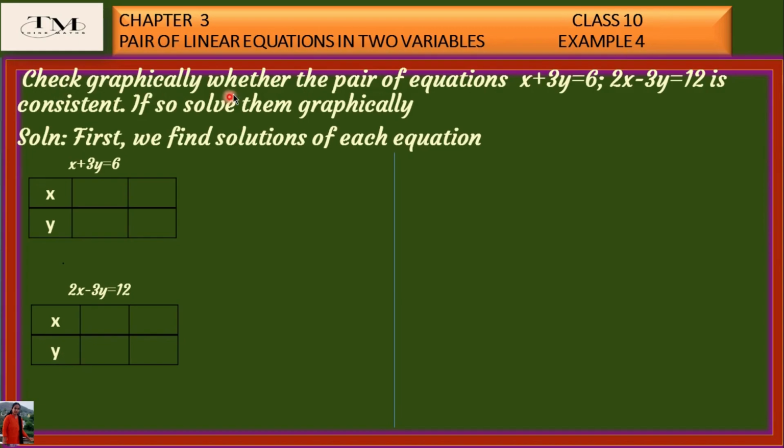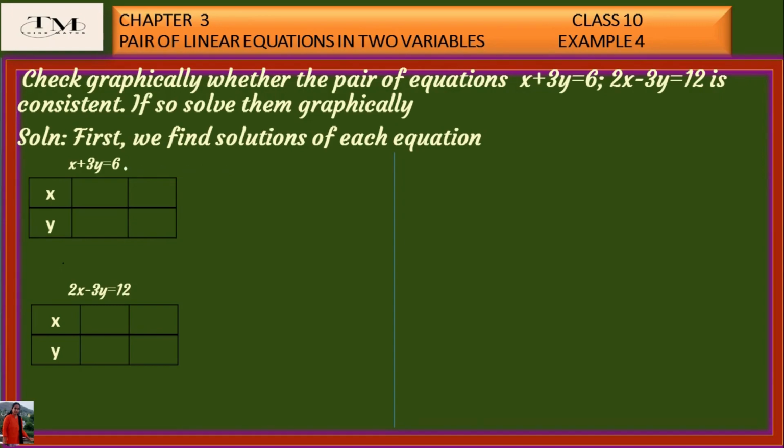Check graphically whether the pair of equations x plus 3y equal to 6, 2x minus 3y equal to 12 is consistent. If so, solve them graphically. So we have to find solutions for each equation, plot on a graph and check the graph. If the lines are intersecting, then we can say that the pair of equations are consistent. So first we will solve the equations.